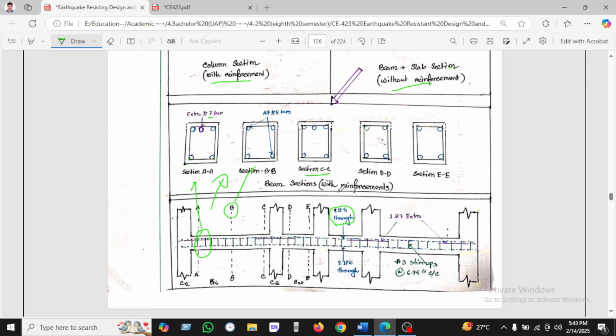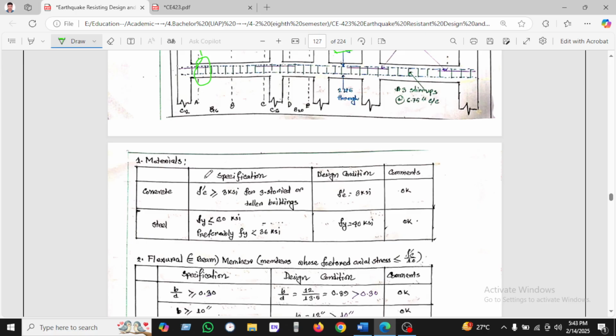Okay, so let's continue. As per our design, we have used concrete, which is the design condition. We have used 3 KSI, so this is okay. The specification is apparently greater than 3, but we have used 3, though it is okay. Still, we have used less than 60 KSI, and in the design category we have used 40, so this is okay.